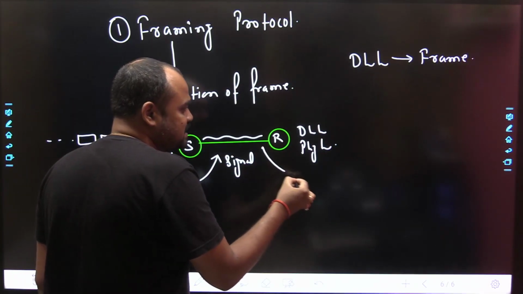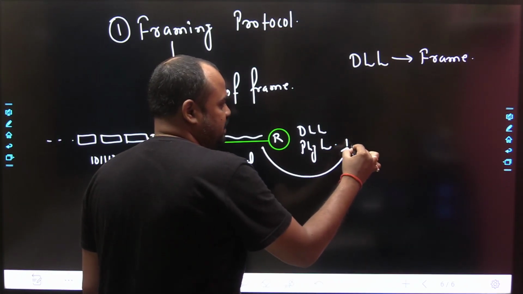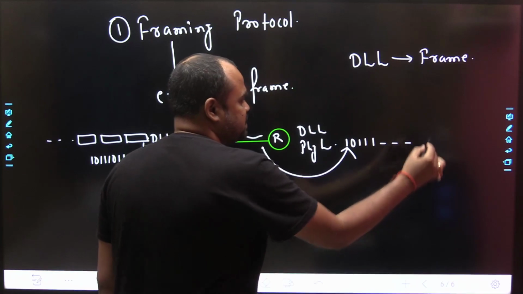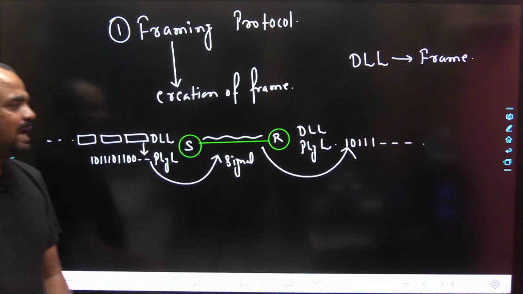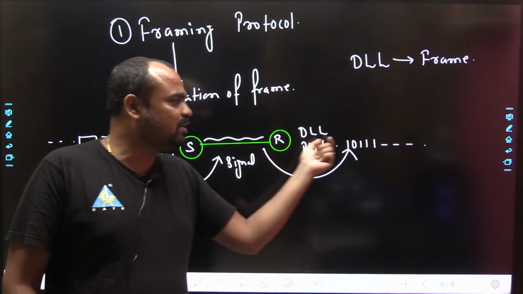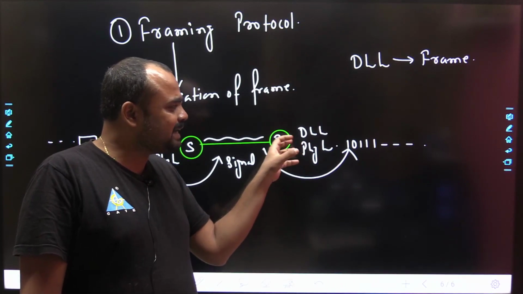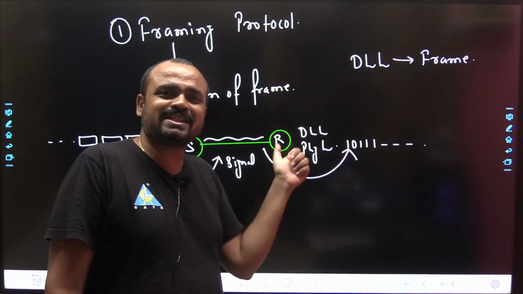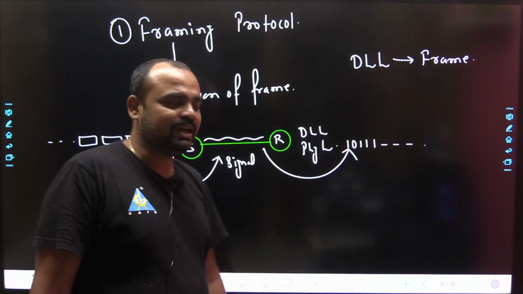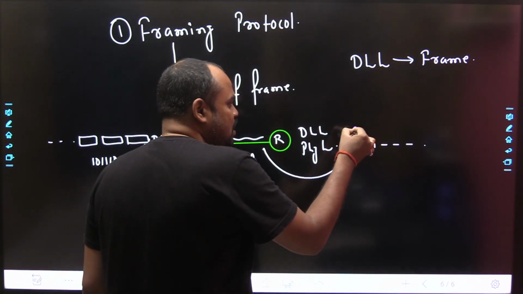It will convert the signal into a stream of bits. Are you getting my point or not? So at the receiving end, the physical layer will convert the signal into the stream of bits. So my dear friends, once the physical layer captures the stream of bits from the signal, what will it do? It will simply forward this stream of bits to the upper layer.